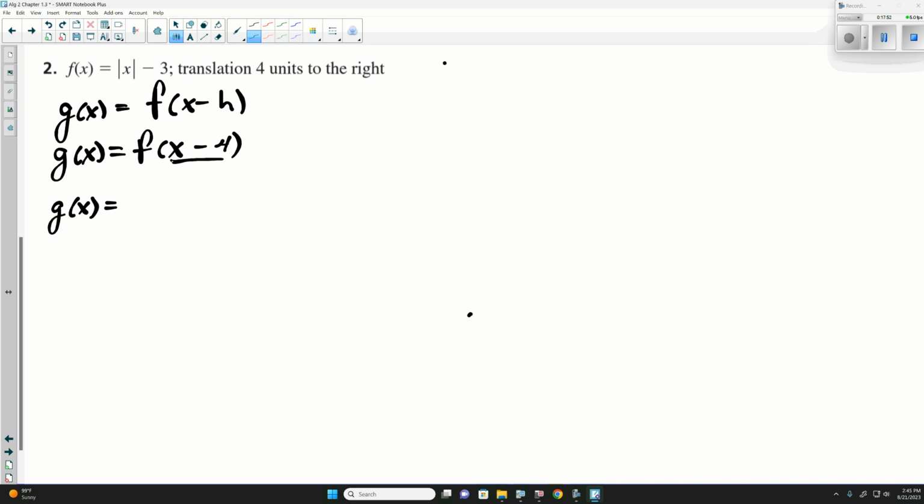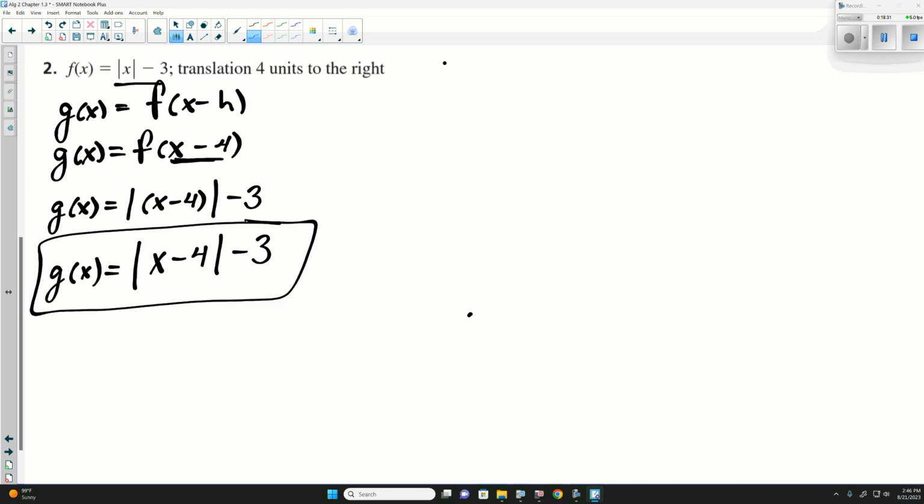So not so much the f, but the x in our original function with x minus 4. So every x in this function would be replaced with x minus 4. So we'd have the absolute value of x minus 4 minus 3. Yes. But we don't necessarily need them there because there's nothing else that's going to affect it. So we can leave it as the absolute value of x minus 4 minus 3.